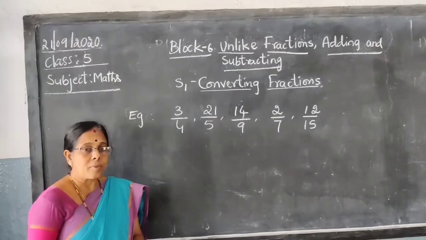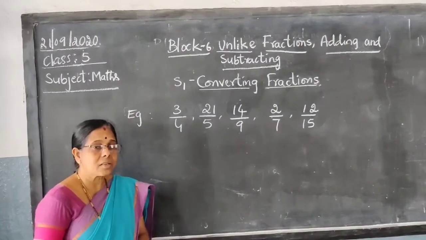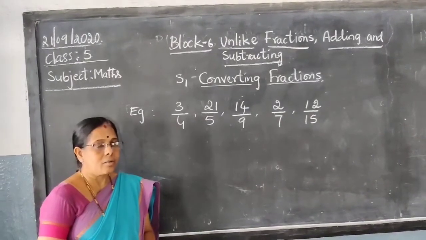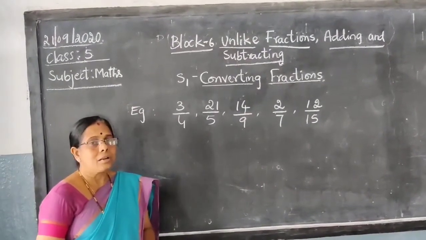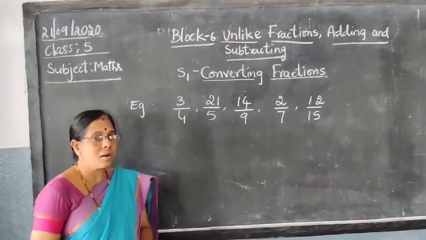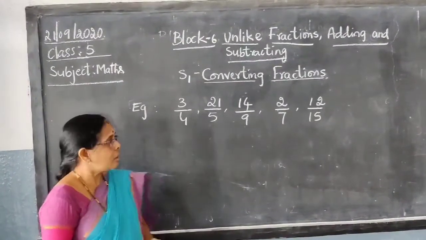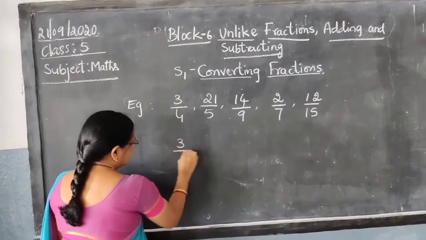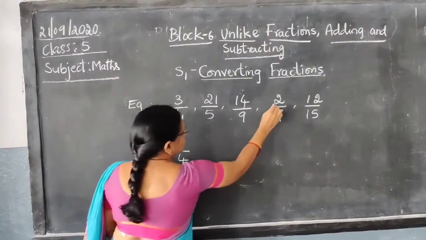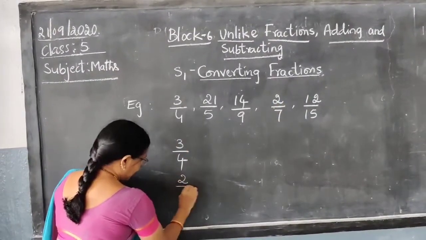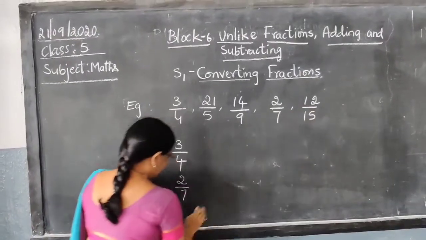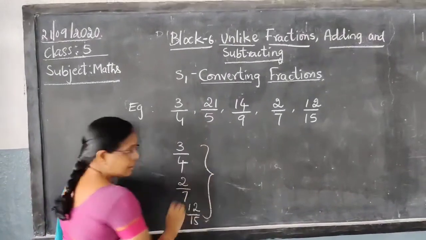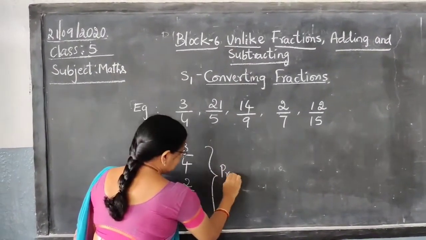Children, we know about proper fractions. What is the definition of a proper fraction? In a proper fraction, the numerator is less than the denominator. Such types of fractions are called proper fractions. Now tell me, children, which are the proper fractions? 3 by 4, next 2 by 7, and 12 by 15. These are the proper fractions.